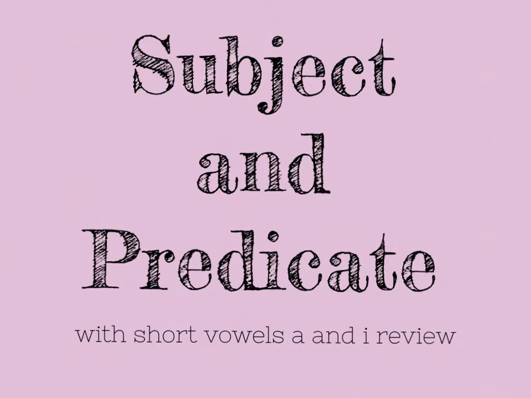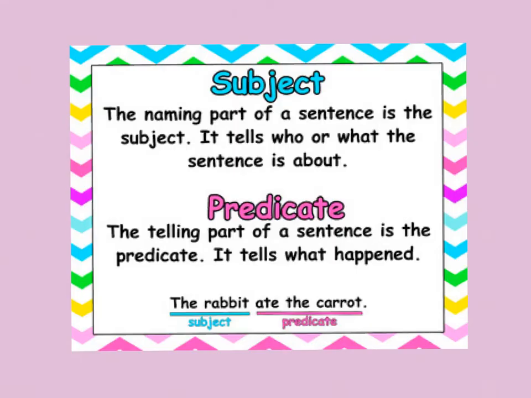Today, for phonics and grammar, we are going to continue talking about subject and predicate, and we'll have a little review about short vowel sounds A and I. The subject is the naming part of a sentence. It tells who or what the sentence is about. The predicate is the telling part of a sentence. It tells what happened. So in this example, the sentence is, the rabbit ate the carrot. So our subject is the rabbit, and our predicate is ate the carrot.